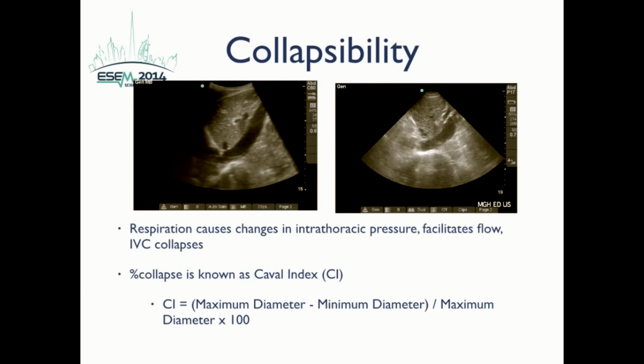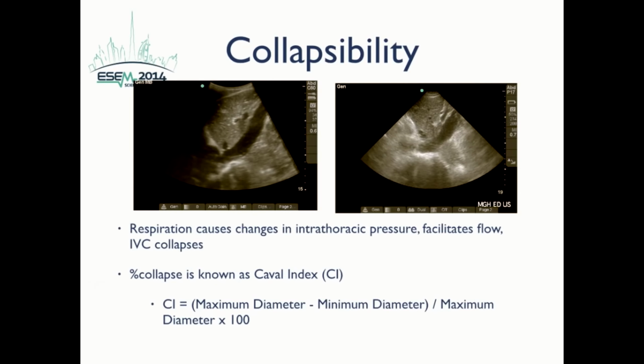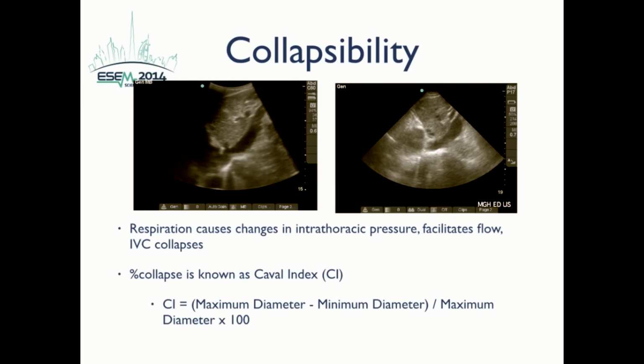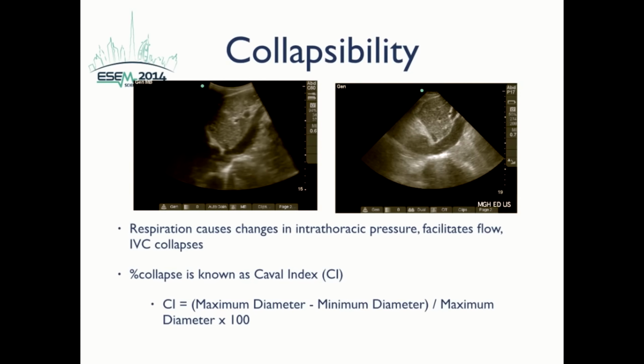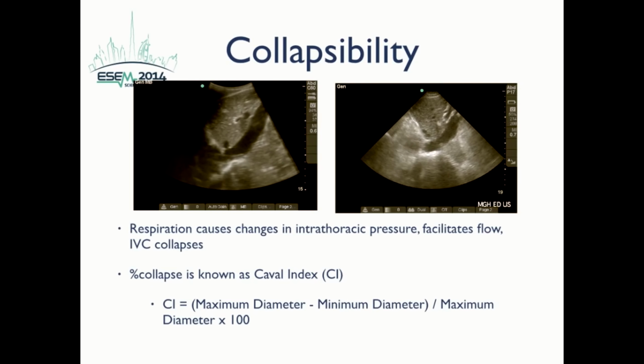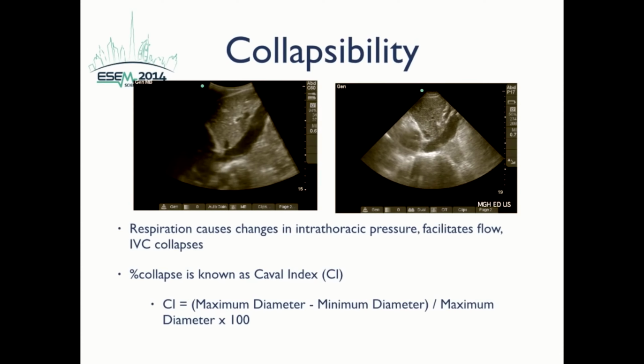This is quantified by the calculation of the Cava index, where the IVC diameter during expiration is measured, where you subtract the minimum diameter of the vessel from the maximum diameter of the vessel and divide it by the maximum diameter of the vessel. The Cava index is a percentage, and a number close to 100 is indicative of almost complete collapse and therefore volume depletion, while a number close to 0 suggests minimal collapse and likely volume overload.